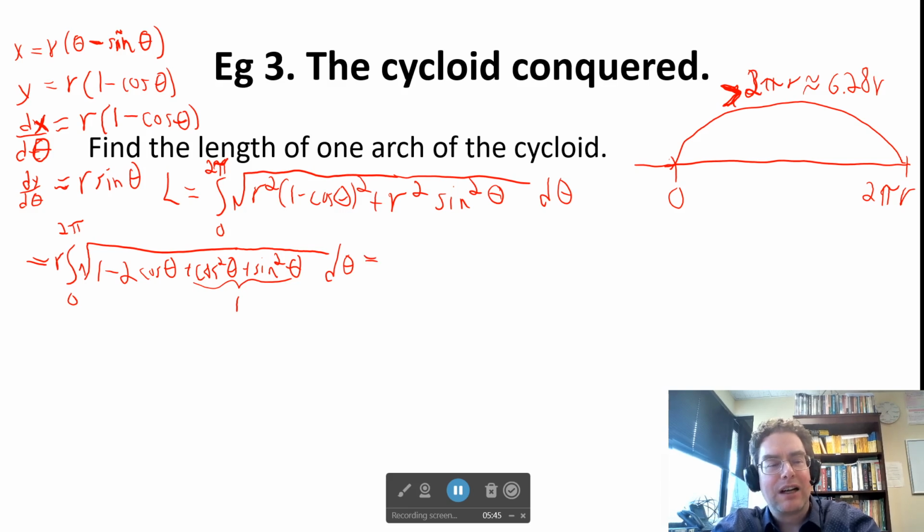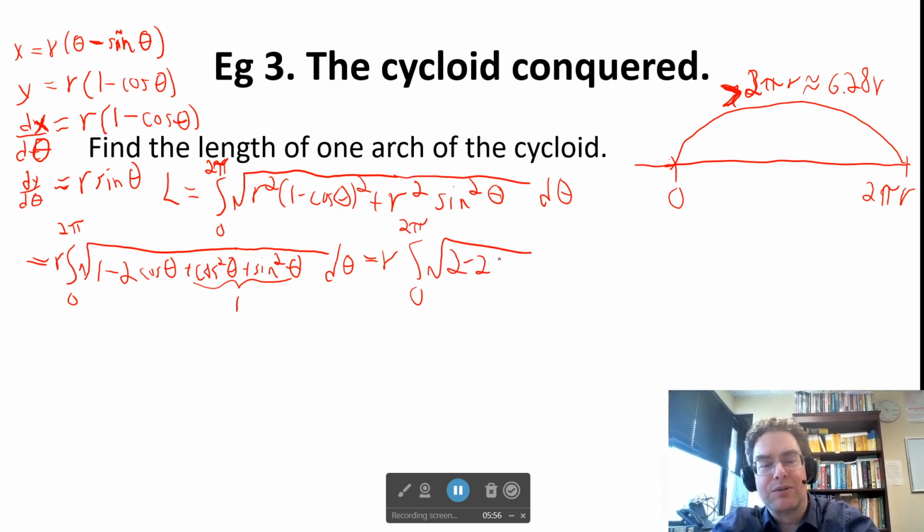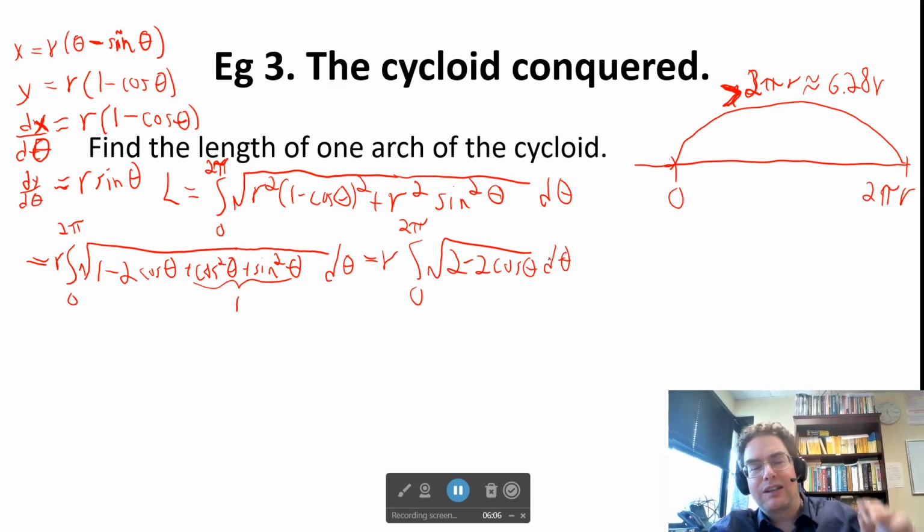Okay, so we'll end up with r times the integral from 0 to 2 pi of the square root of 2 minus 2 cosine theta, d theta. And you may be thinking, well, hey, that integral does not look too bad. It's simplifying down kind of nicely, kind of right according to plan, and it should be an easy integral.